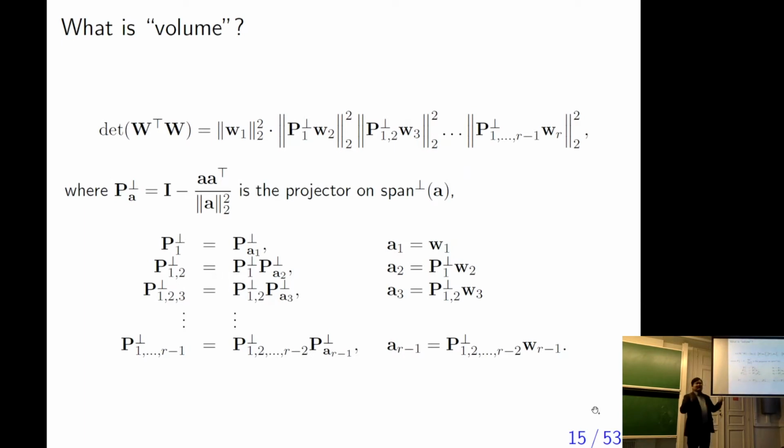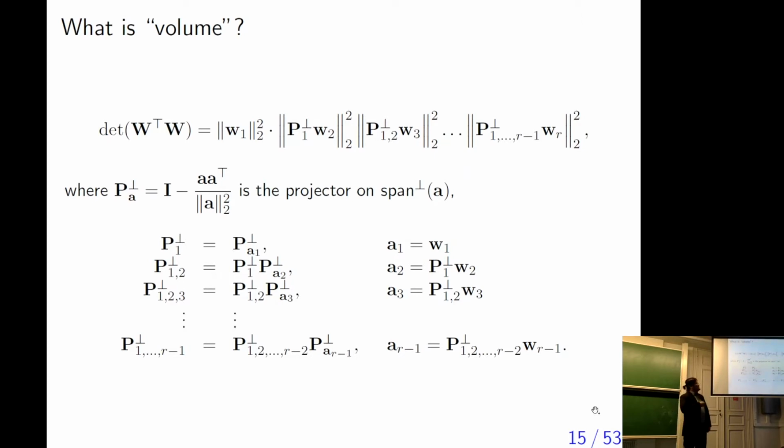So what you will do for the second column, W2, is multiply it by a matrix P1, where P1 orthogonal is an orthogonal projection to the span of the first column. That means you are removing the contribution of W1 in W2. Then the second norm in the equation is exactly the length of W2 purely independent of the first column. Then you can do the same thing on the third column. You remove the contribution of the first and second columns from the third column, and then you take the norm squared. And you do this all the way.